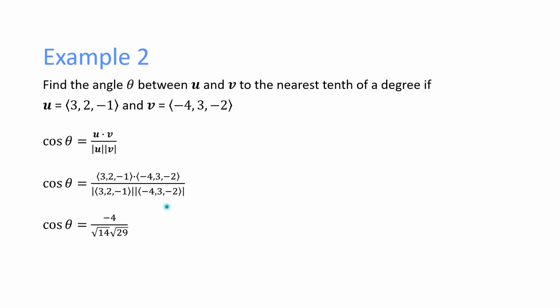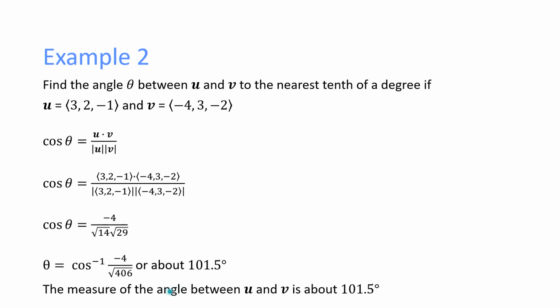This would give us -4 in the numerator, and it would give us root 14 times root 29 in the denominator. In your previous lessons, you have worked out dot products, and you've also worked out the magnitude of vectors. And this would simplify to theta equals inverse cosine of -4 divided by square root of 406, or about 101.5 degrees. The measure of the angle between U and V is about 101.5 degrees.